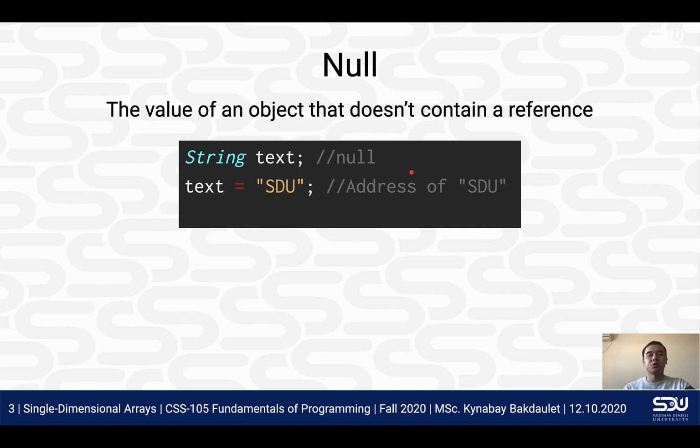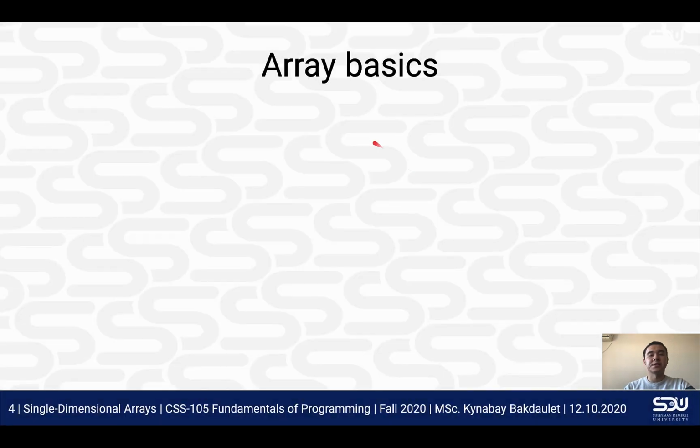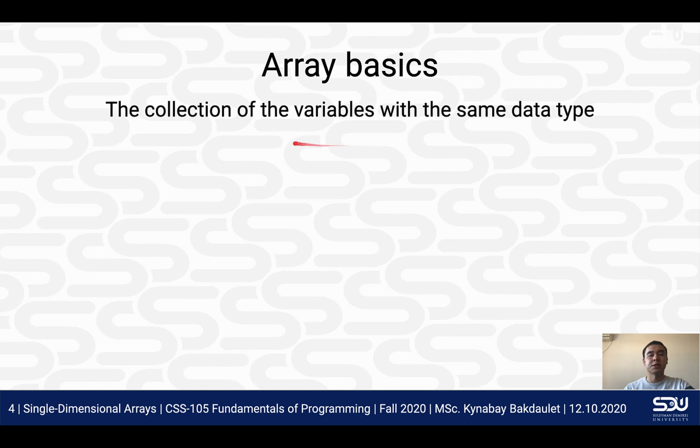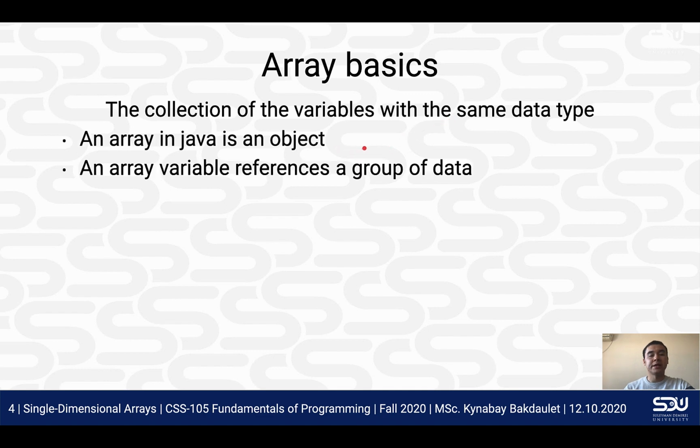So let's talk about array basics. First, the array is a collection of variables with the same data type. This is the simplest definition of arrays. An array in Java is an object. Then the array variable references a group of data, not just one data. It will reference the group of data. Then the size of an array is fixed.